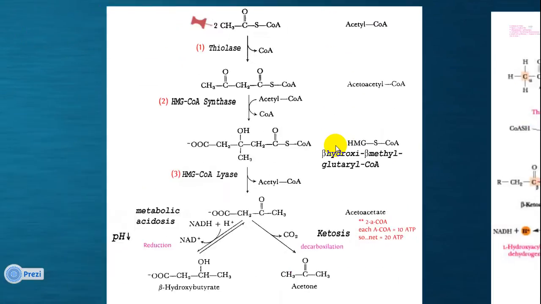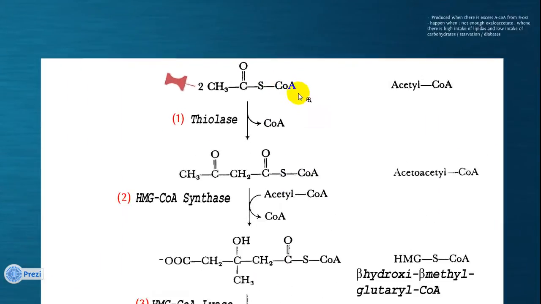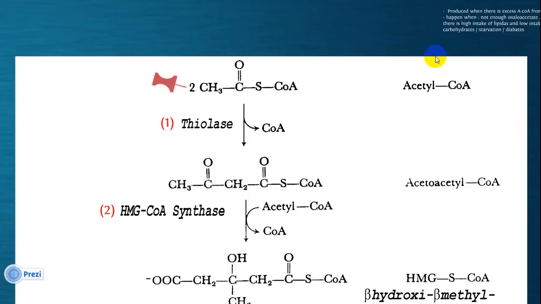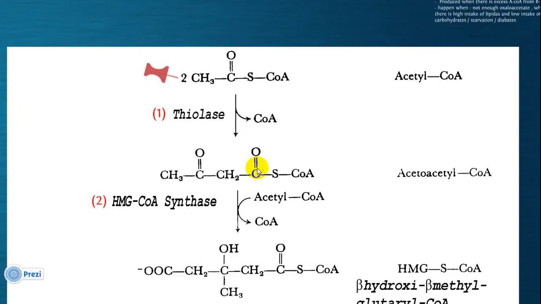So let's begin with the ketone body cycle. It's very simple. In the beginning, we will have 2 acetyl-CoA. Those 2 acetyl-CoA will combine with each other. The thiolase enzyme will cut the coenzyme A from one of them, and the rest of the two compounds will bind with each other. So we will have acetoacetyl-CoA. What is acetoacetyl-CoA? In very simple words, it's the combination of 2 acetyl-CoA.